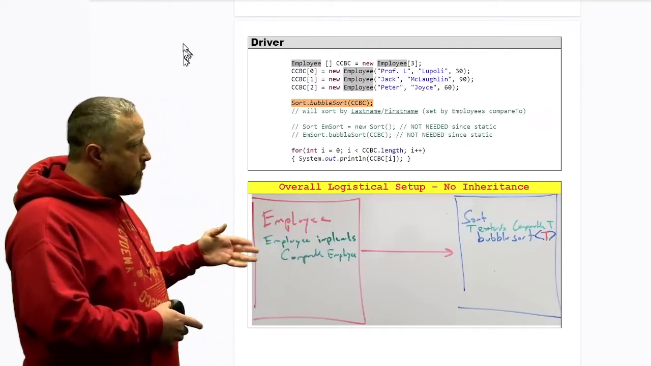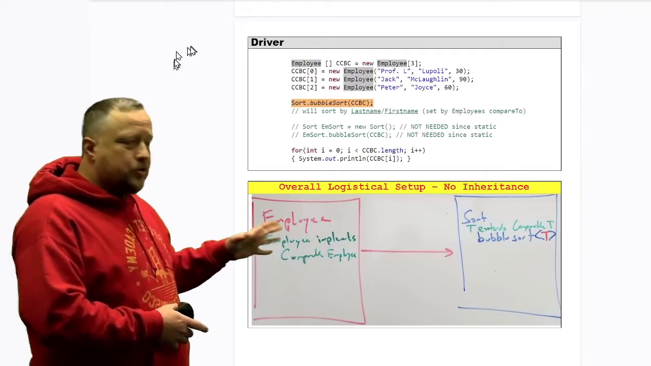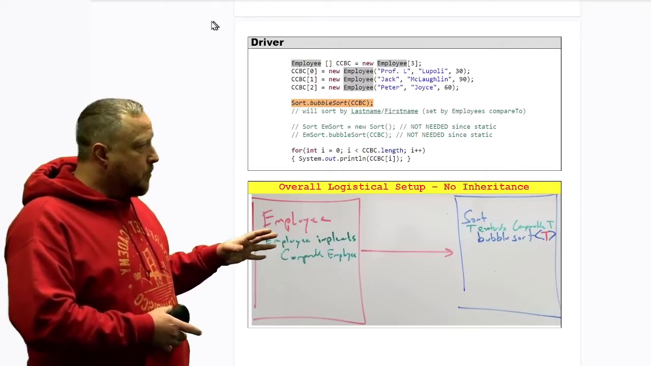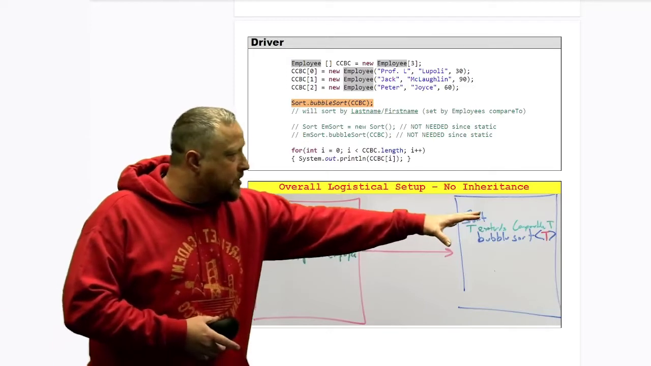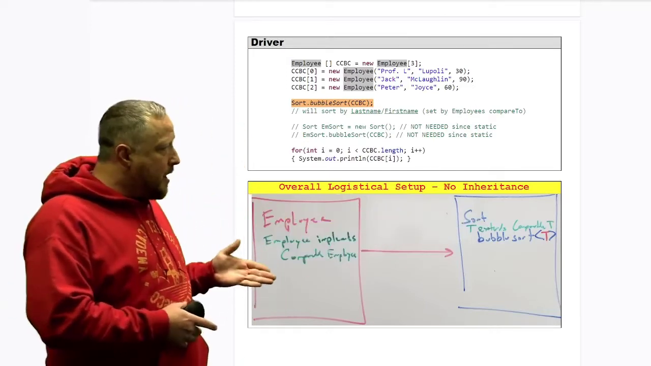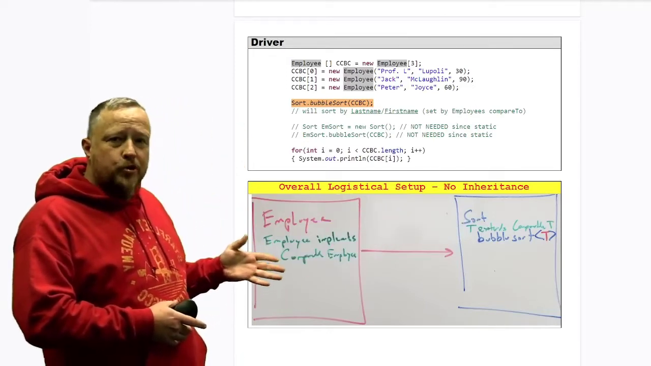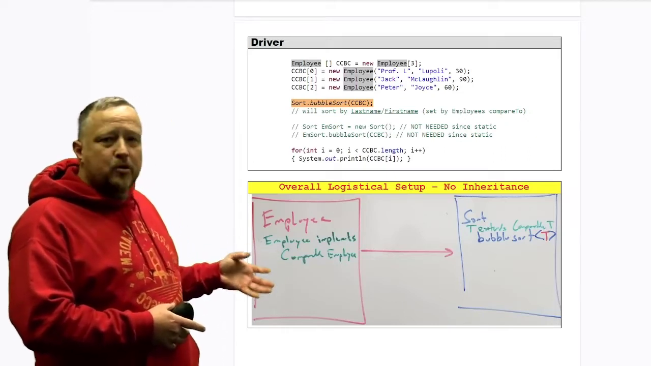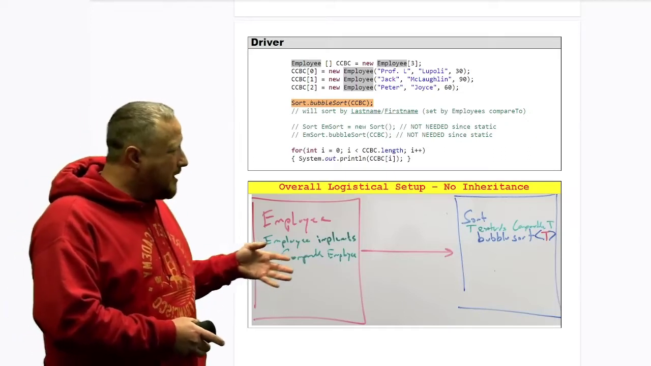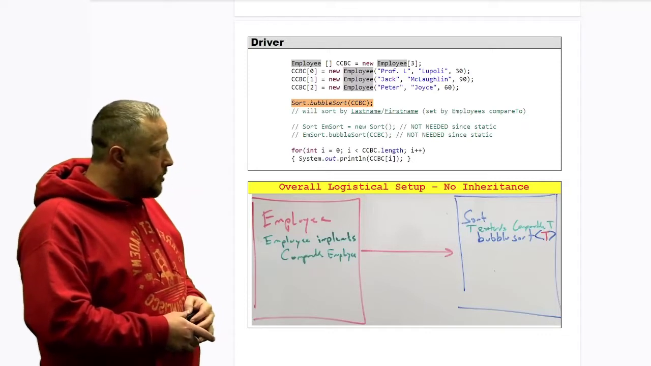So you'll notice your overall logistics here is that there's no inheritance with this one. Meaning employee is the one that we're passing straight into sort, and the compareTo, or the comparable portion of employee, is already built into it. Meaning we're all done, and as soon as I throw it over, then we're good to go.